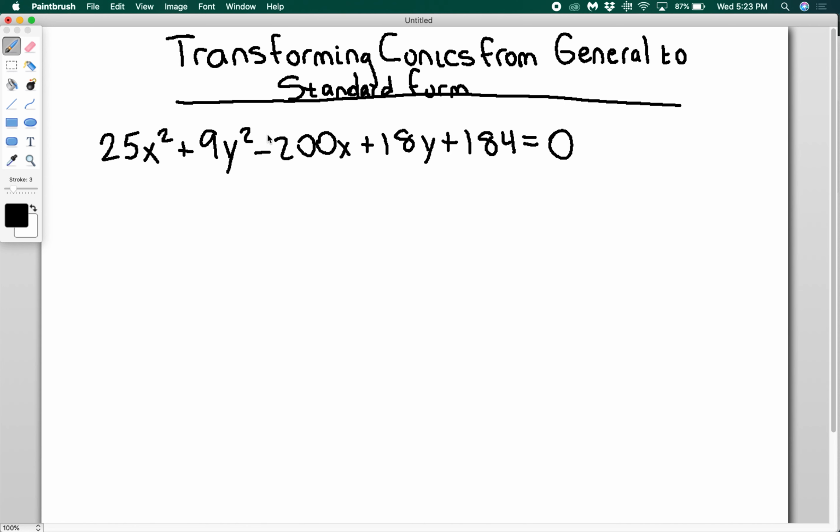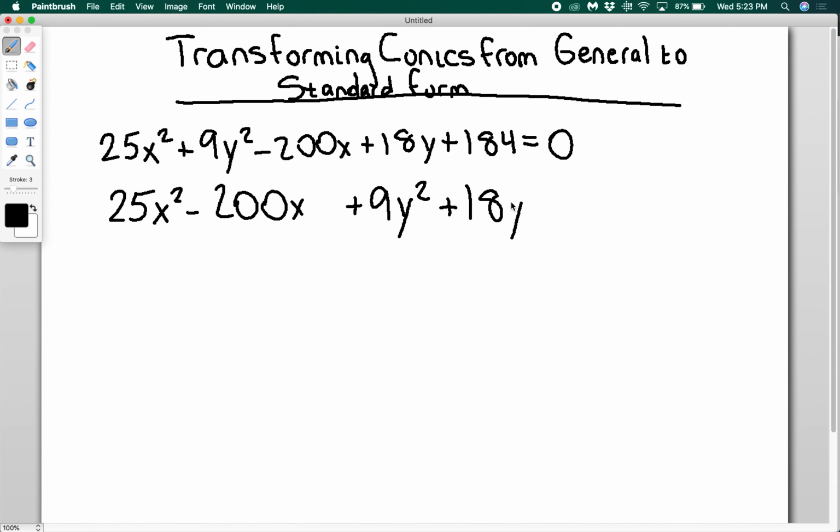So when you're here, the first thing you want to do is try to separate the x's from the y's. So I'm just going to rewrite this equation as 25x squared minus 200x, then I have plus 9y squared plus 18y. And I'm going to put the constant without a variable on it onto the other side. So I have negative 184.